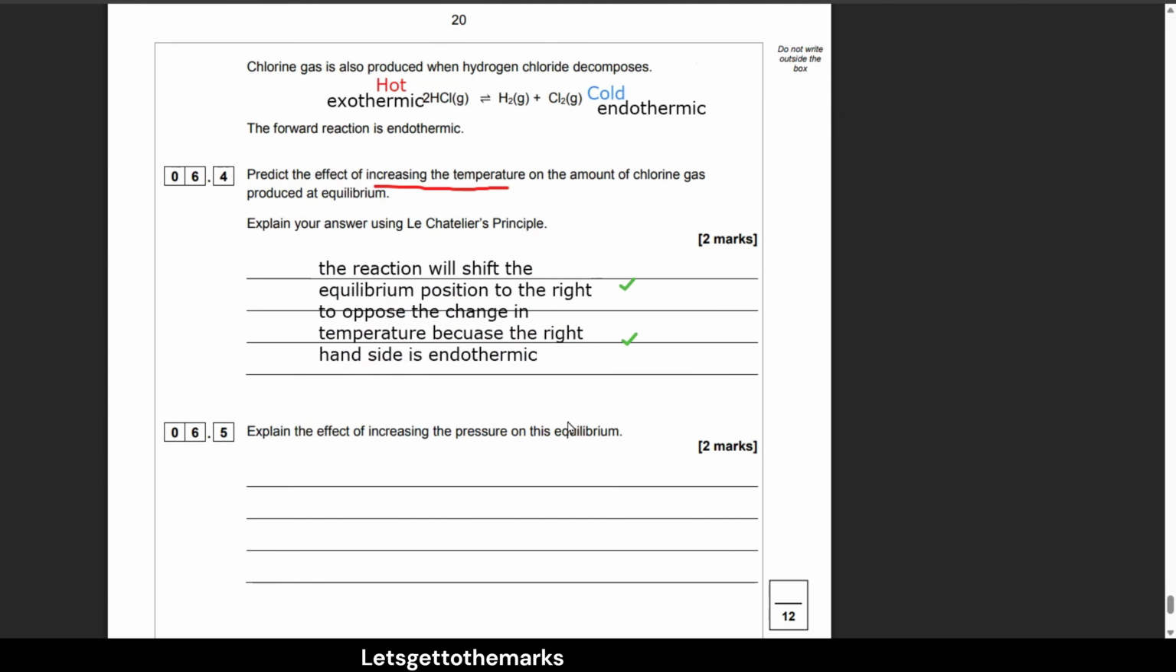Explain the effect of increasing pressure. We've got the same thing going on. Now, when you're looking at pressure, you're looking at the number of gas molecules. So I've kind of moved that in the way so you can't even see the amount of gas molecules. So let's have a look. How many gas molecules are over here? Well, let me draw it out for you.